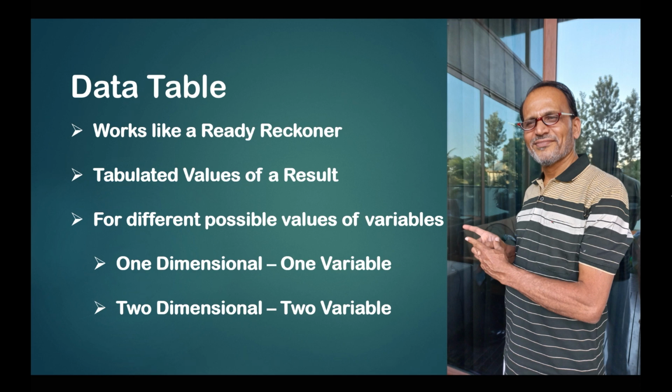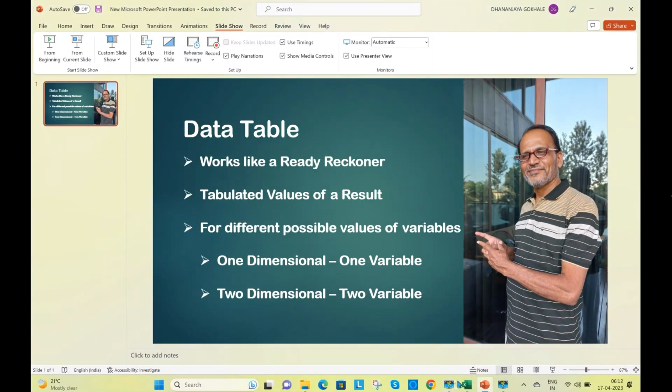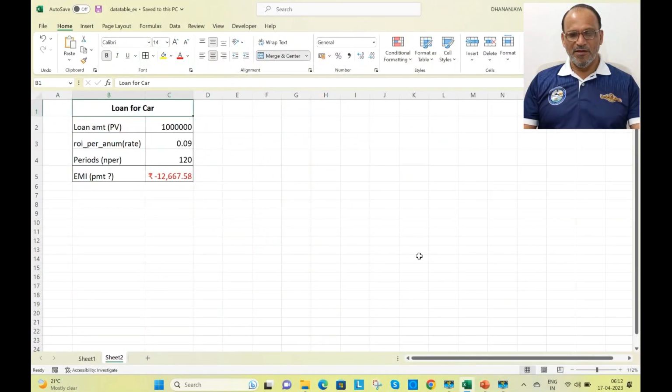Now, this could be done by a formula. There is a formula called PMT, which I have covered in my earlier videos. For those of you who have not seen it, please see my video on formulas. So now let us see how we can construct the data table to work as a ready reckoner for us.